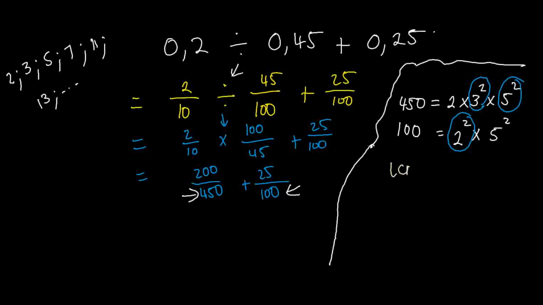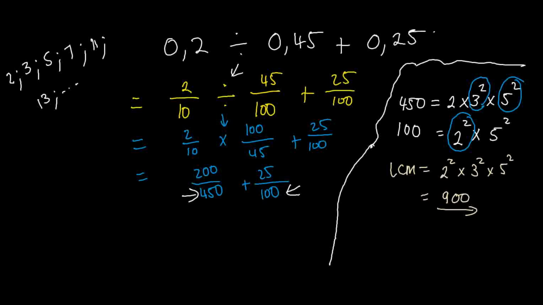So, my lowest common multiple is going to be equal to 2 squared times 3 squared times 5 squared. Right, so this is going to be quite a large number nevertheless. So 4 times 9 times 25, and that is going to be equal to 900. Right, that's the lowest common denominator between the two.